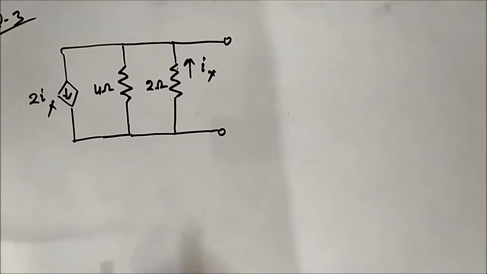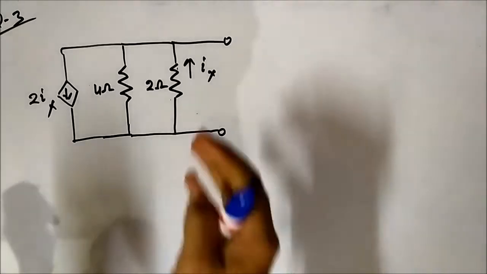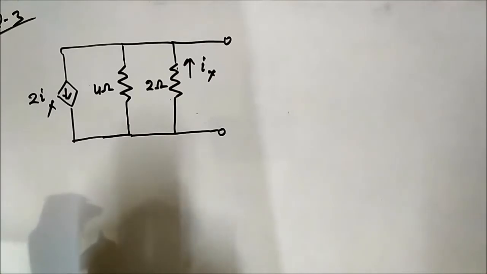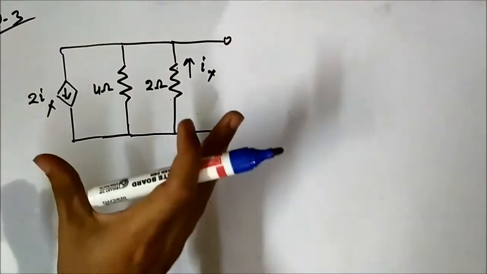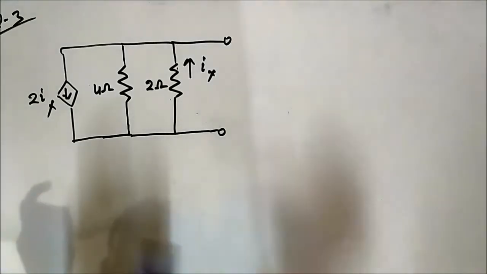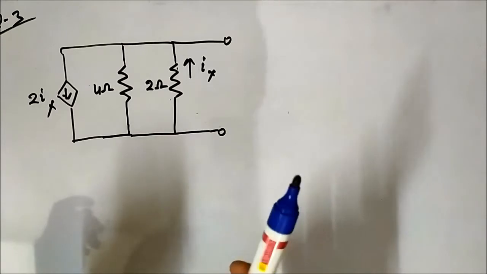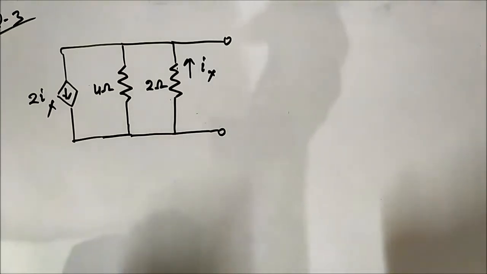So we'll continue our discussion with Thevenin theorem application to dependent source circuits. This is the third question. We have here a circuit involving a current dependent current source and two resistors. We have been asked to find the Thevenin equivalent circuit, that is to find VTH and RTH.